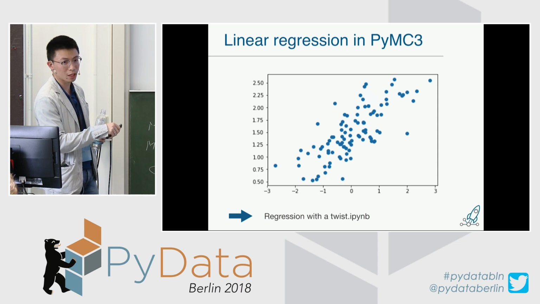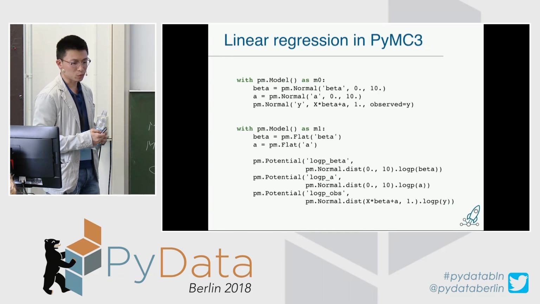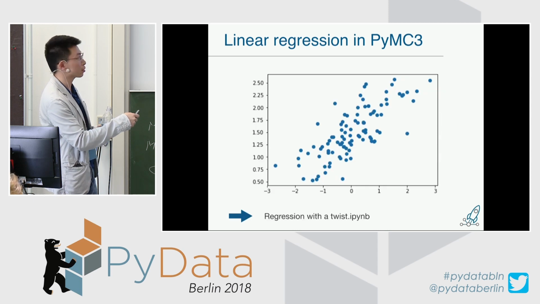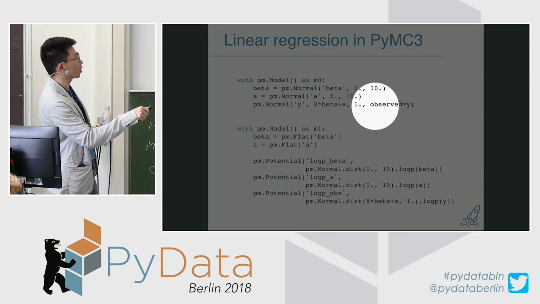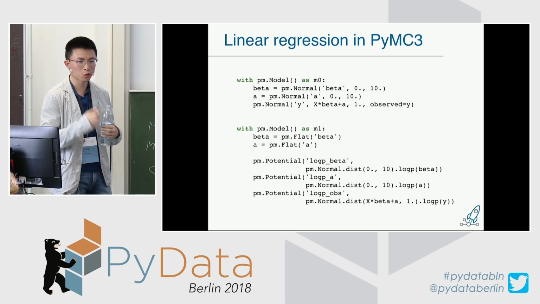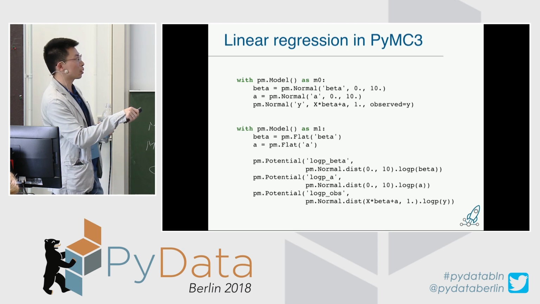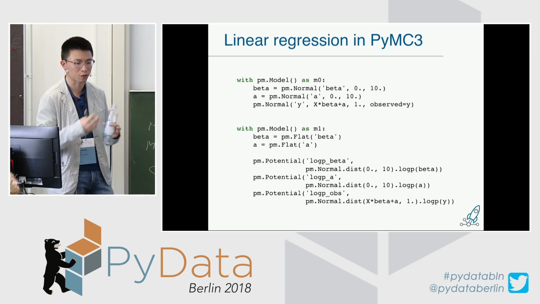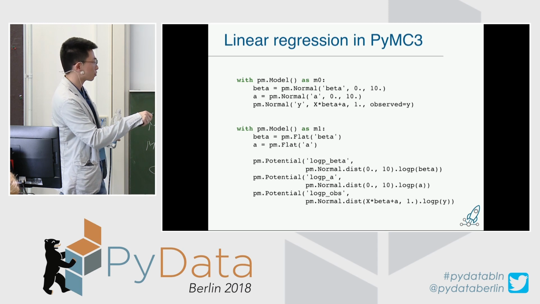You can check it out in the notebook called regression with a twist. So the first way, when you define a regression with the data as this, we usually model it as this. We have the two unknown parameters, both with a normal prior, and the observations also following a Gaussian distribution. This is the conventional way you would define your model. But actually, it's equivalent if you define your model as such.